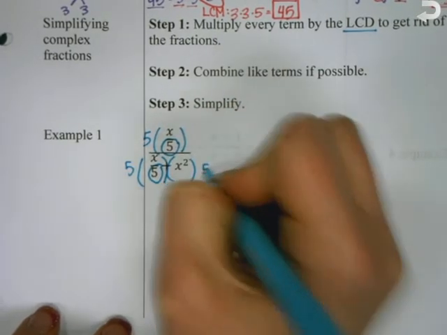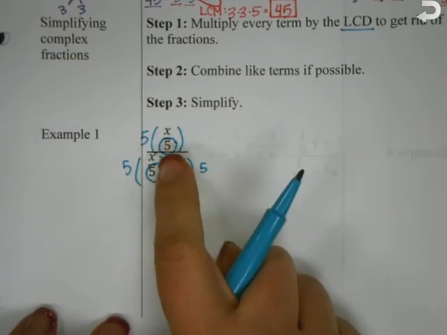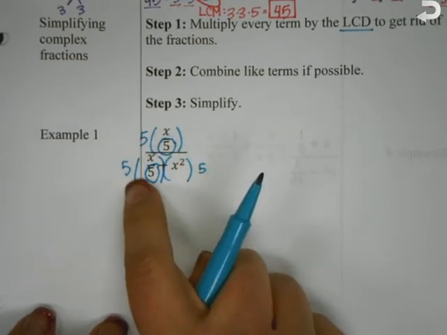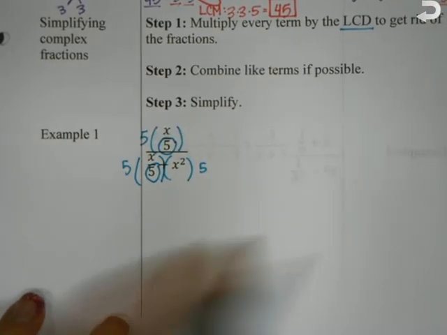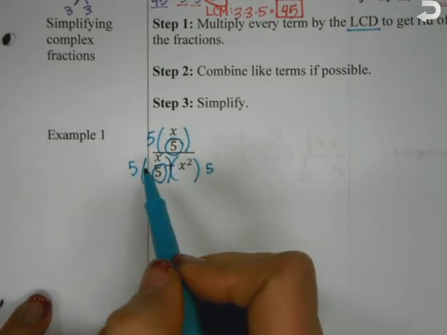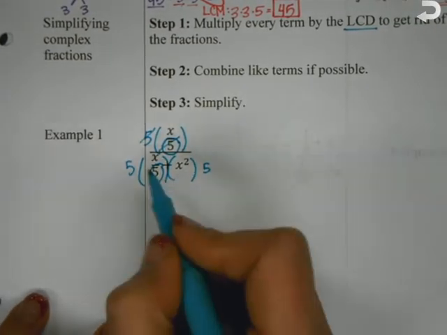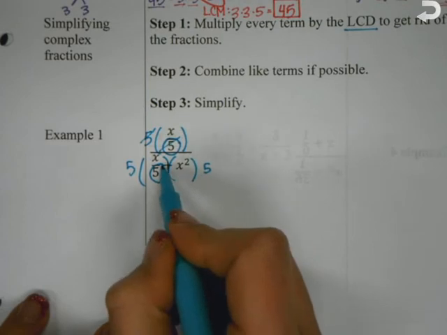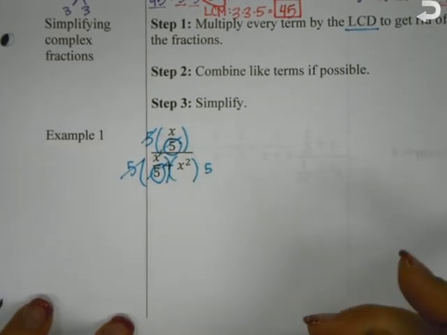So we have to multiply x over 5 by 5. We multiply the other x over 5 by 5, and we multiply the x squared by 5. So let's multiply. What happens here when I multiply by 5? The 5s cancel. What about down here? Those also cancel. Does anything cancel here? No, but it is multiplication, right?